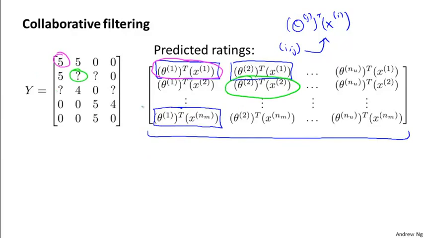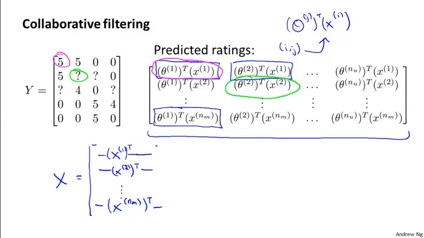Now, given this matrix of predicted ratings, there is then a simpler or vectorized way of writing this out. In particular, if I define a matrix X, just like the matrix we had earlier for linear regression, to be x1 transpose, x2 transpose, down to x of n m transpose, I'm going to take all the features for my movies and stack them in rows.